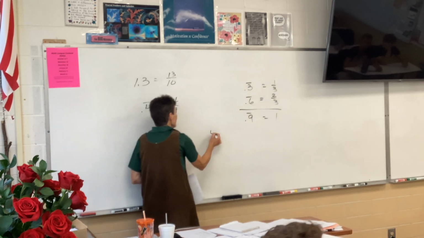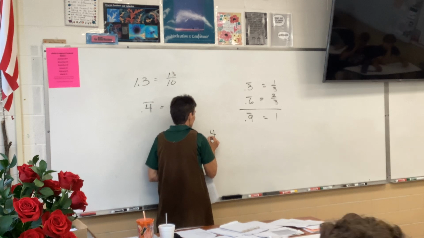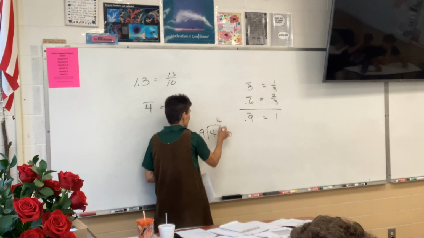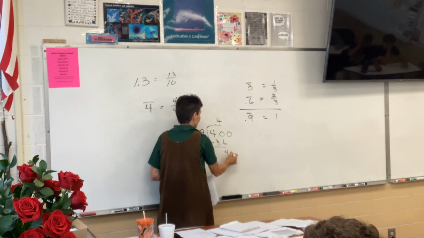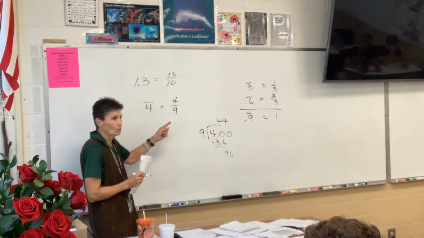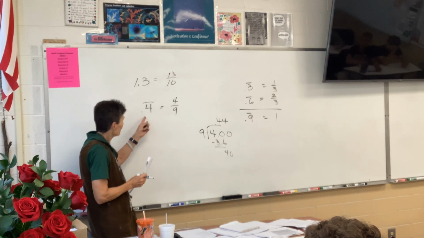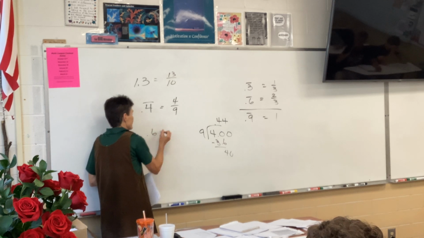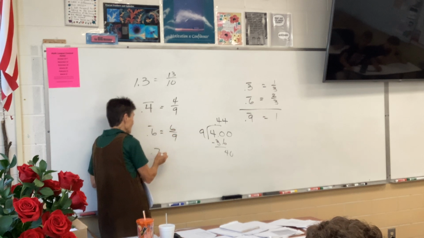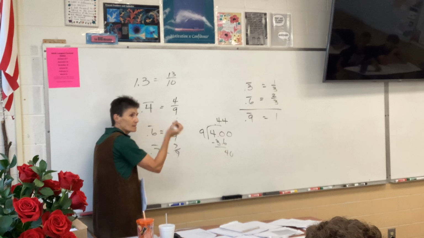4 9ths. If you divide 4 by 9, what happens is you get that repeating decimal. So there is math behind that little rule, but if you haven't memorized it, 0.6 would be 6 9ths repeating, and 0.7 repeating is 7 9ths, and so on.